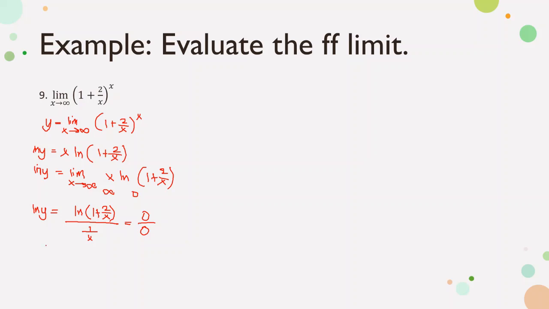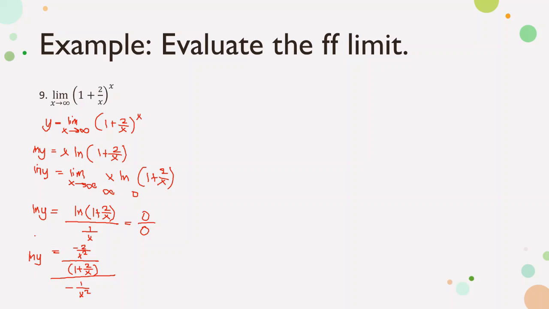So this process is practically the same. We have to derive this. The derivative of ln of (1 plus 2 over x) is negative 2 over x squared, all over 1 plus 2 over x. Now, the derivative of the denominator, which is 1 over x, is negative 1 over x squared. So that is still equivalent to ln y.